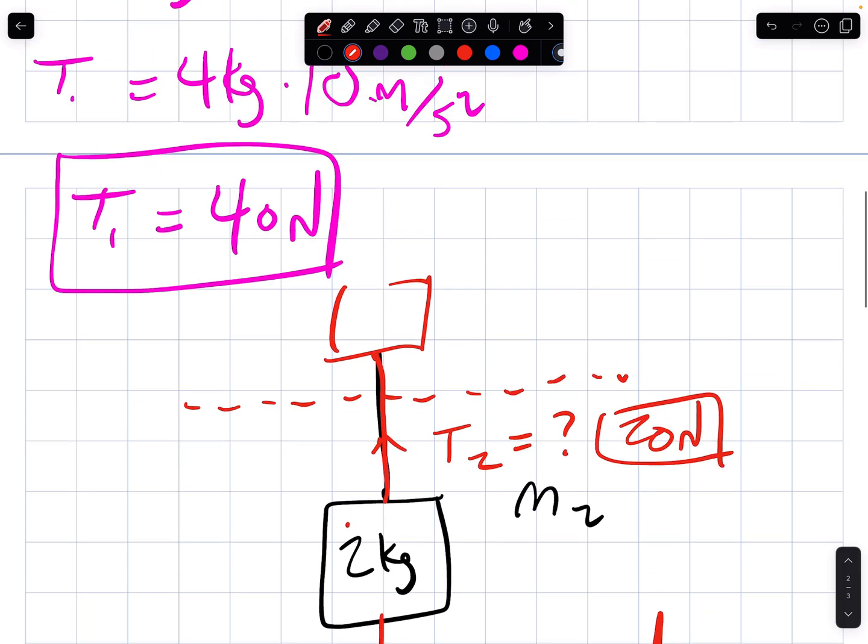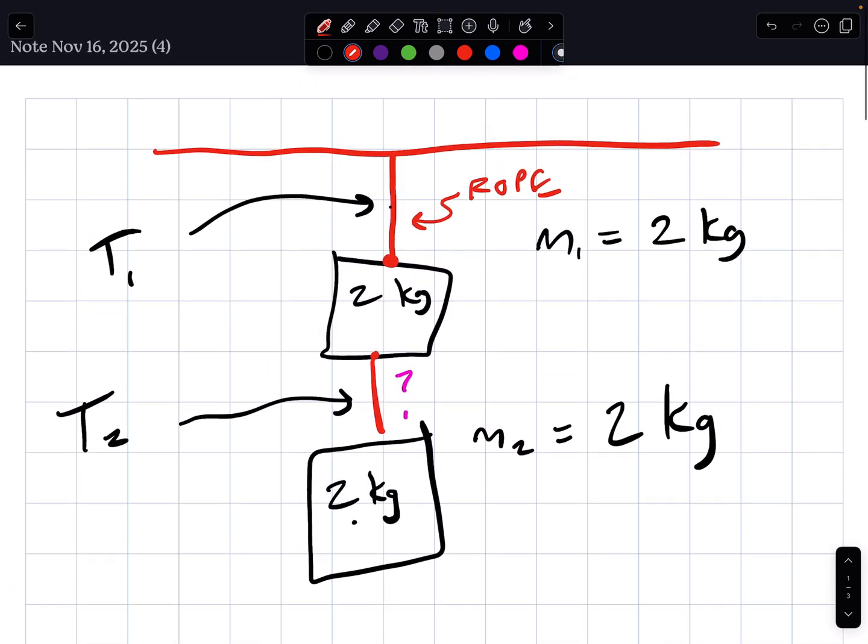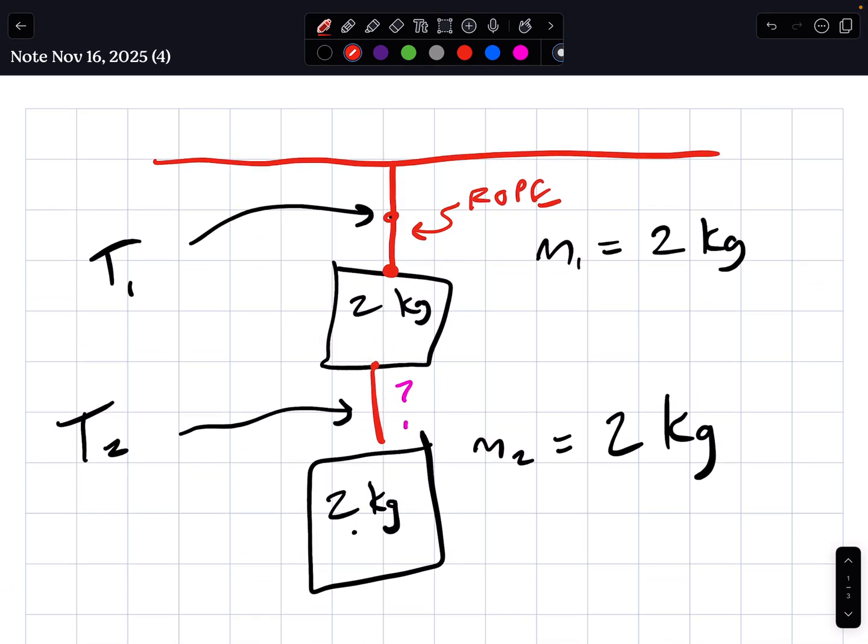But that makes sense. The tension in this first string up here has got to be greater because that first string is supporting both blocks. The second string is only supporting the second block, so there's less tension in that string. And so there you go. Blocks and strings and acceleration in Newton's second law. So that's good for this one.